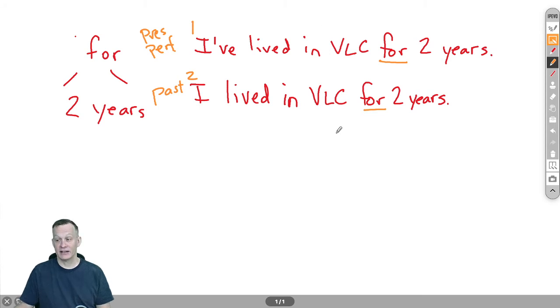So in fact, and Barbara, I'm glad that you mentioned that. In fact, in sentence one, it means that the action is still continuing. It's present perfect. We started in the past 2 years ago, and we are still living in Valencia now. I'm living in Valencia now. I've lived in Valencia for 2 years, or I've been living in Valencia for 2 years. It's still true. Here, it's in the past and it's finished.